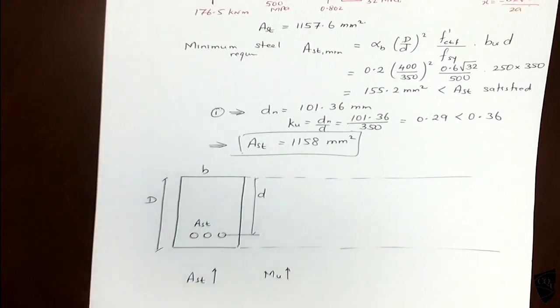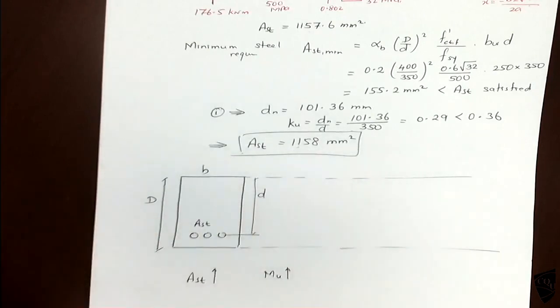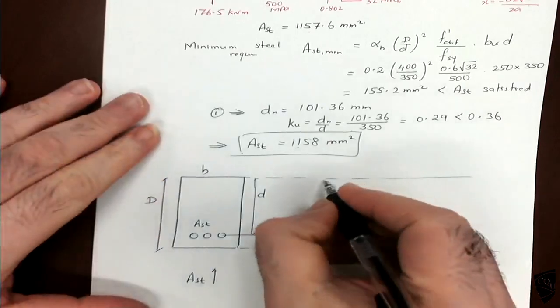We have two cases. One is AST is 1158. For that, Mu is equal to 176 or something. But in the part 1, when you use a 1252 AST, the Mu is a little bit higher. So if you need more moment, or if you have larger moment, we need more steel. Okay, more steel. So what actually happening here?